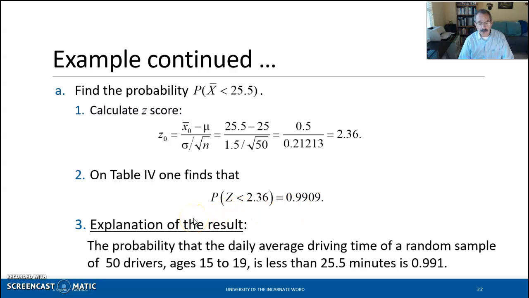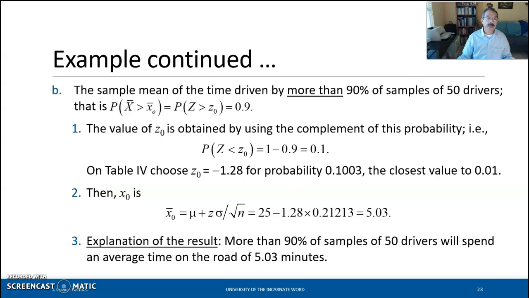And following what we've been doing all along, we explain this result. We can say then that the probability that the daily average driving time of a random sample of 50 drivers ages 15 to 19 is less than 25.5 minutes is 0.991. All right, so this is the first part of the problem.